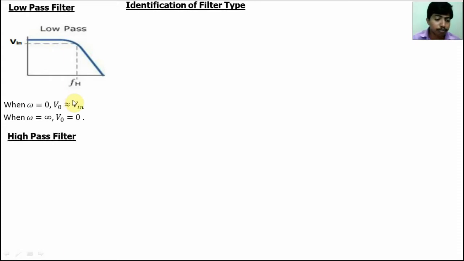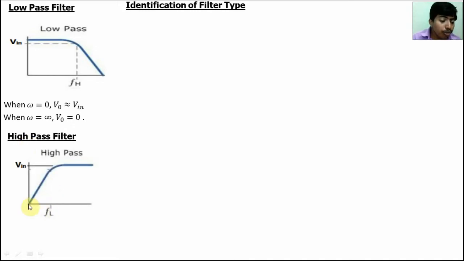Second, the high pass filter. High pass filter means it passes the high frequency signals and attenuates low frequency signals. So when the input is low frequency or very close to 0, definitely the output will be 0. When the input frequency is very close to infinite, the output will be very close to Vin or it has a magnitude. So when omega is equal to 0, output is equal to 0. When the input frequency omega is equal to infinity, V naught is approximately equal to Vin or any one magnitude. Okay, these are the high pass filter properties.